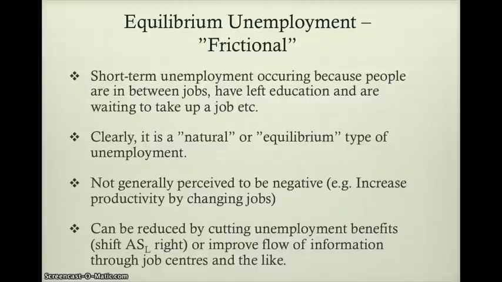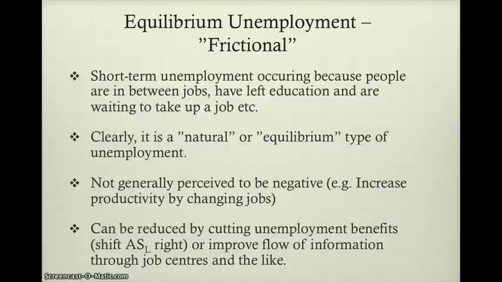The first type of natural or equilibrium unemployment is frictional. This is short-term unemployment occurring because people are either in between jobs or have left education and are waiting to take up a job and the like. And clearly this is a type of natural unemployment. It's actually not generally perceived to be a negative unemployment, because, for example, if you change jobs because you want to better utilize your skills in another job, then you'll be more productive and you'll shift the supply curve of the economy outwards and produce economic growth possibly.